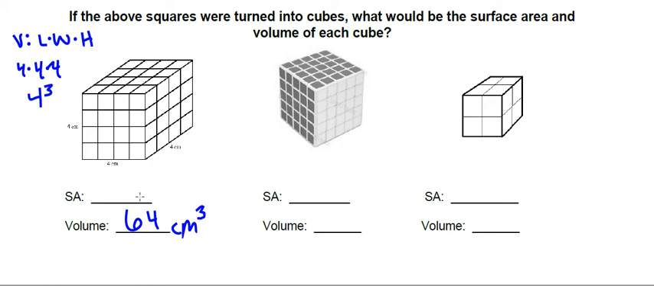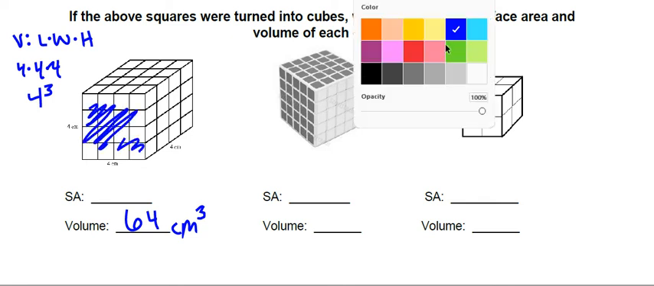The surface area here is a little bit different. There are 6 surfaces on this figure, so you need to know what is the area of each surface. Well, each surface here is a square, so that front surface there has an area that I can find by multiplying the length and the width.